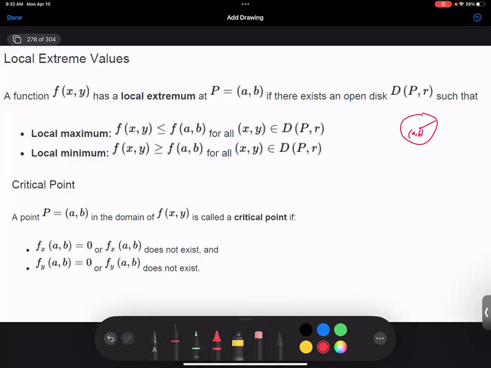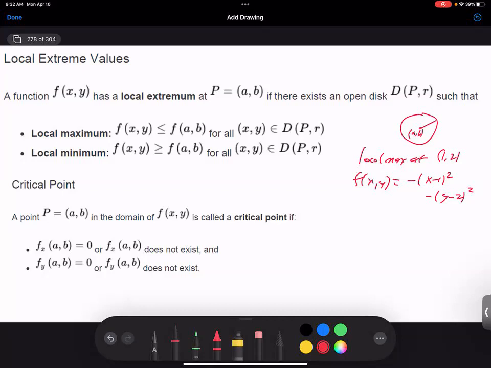If I want to try to find something that has a local max at the point (1, 2), let's consider f(x, y) equals negative (x minus 1) squared minus (y minus 2) squared. What's the value of this function at the point (1, 2)? So it's just 0. And if I take anything other than (1, 2), either x minus 1 is non-zero or y minus 2 is non-zero.